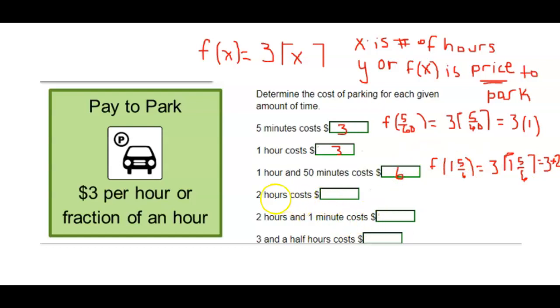Let's look at the next one, 2 hours. Well, I put that in the least integer function. That's going to be 3 times 2. That's also going to be $6. 2 hours and 1 minute. Again, we get the gist here that I have to round up. So this is going to be 3 times 3. So this would be $9. The next one, 3 and 1/2 hours. Well, I'm going to round up. So this is going to be 4. So I'm going to be taking 3 times 4, or I got to pay $12.